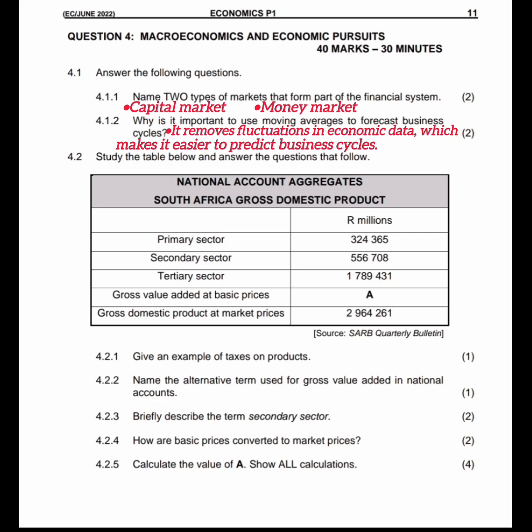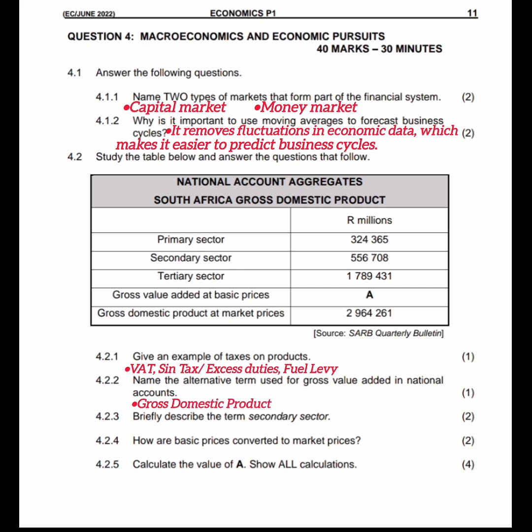4.2.1, give an example of taxes on products. So taxes on products are VAT or sin tax or excise duties or fuel levy. That is an example of taxes on products. And then name the alternative term used for gross value added in national accounts. So an alternative term used is gross domestic product, right?